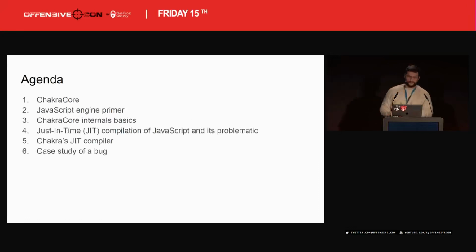So the agenda for today: I'll quickly, with one slide, introduce what Chakra Core is. Then we'll do a primer about JavaScript engines. If you have no experience with that kind of program, I think it will be good. Then we'll do some Chakra Core internals, and then we'll dive into the meat of the subject, which is just-in-time compilation of JavaScript, why it's a complicated thing to do, and then we'll talk about Chakra's JIT compiler specifically, and then we'll analyze and work through an exploit I wrote for a JIT bug that led to remote code execution.